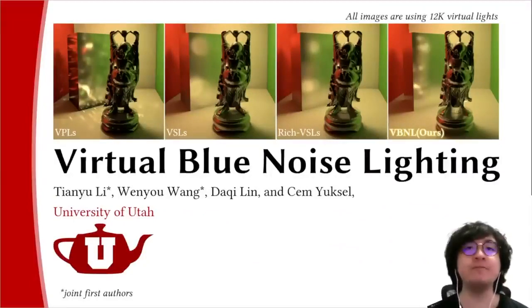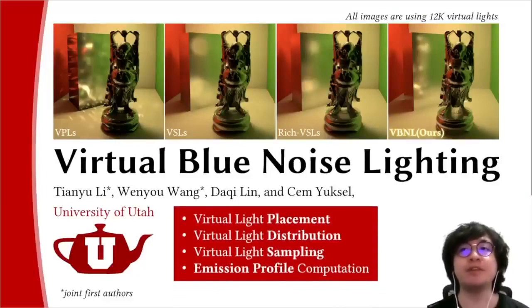Here is a group of images comparing our method to prior virtual light methods using VPL, VSL, and rich VSL. As you can see, our method can render the clearest glossy reflection on the box behind Buddhas. We achieve this by improving virtual light placement, distribution, and sampling and emission profile computation.